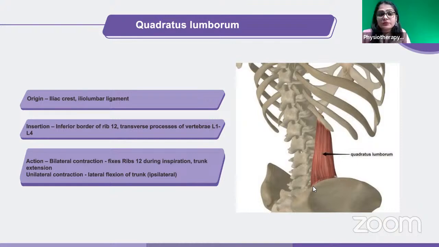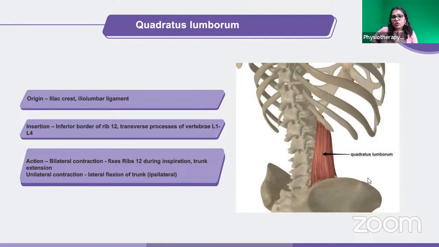So quadratus lumborum originates from the iliac crest, anterior iliac crest or posterior iliac crest. It will be attached in the middle and a bit posterior, not completely posterior. As you can see, this is the anterior side and this is the posterior side. It attaches to the iliac crest and it gets inserted into the inferior border of the 12th rib. You can see this is the 12th rib, right? So this 12th rib and also the transverse process of L1 to L4. So it has the insertion to the lumbar vertebrae also. If you cannot remember L1, L2, L3, you can write that it gets inserted into the lumbar vertebrae.